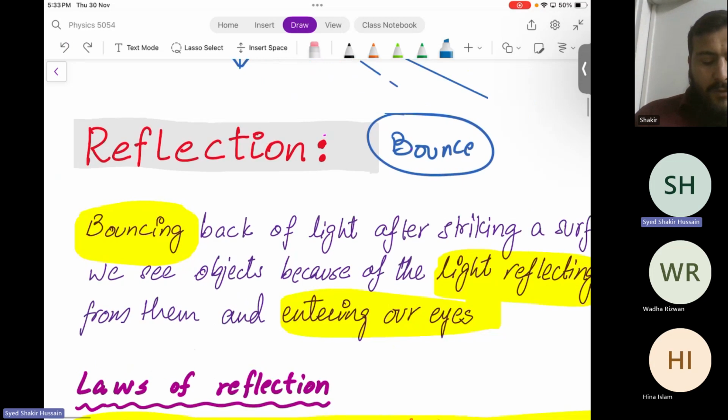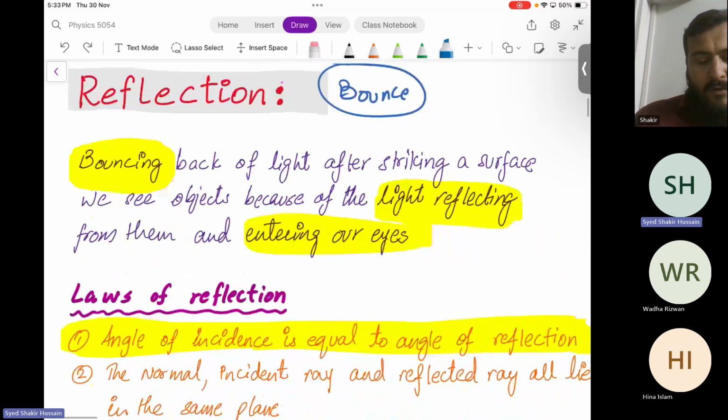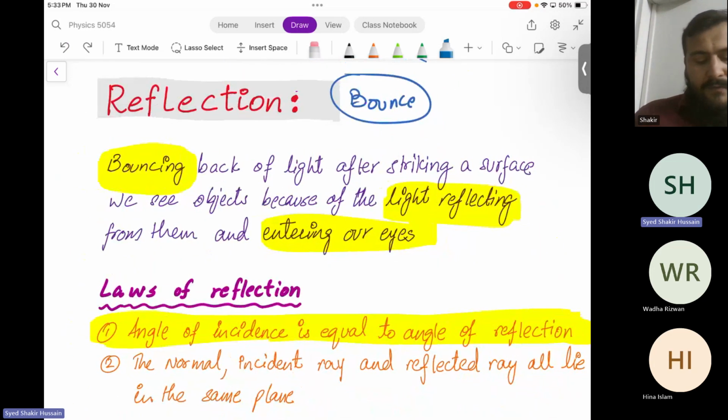Okay. Then you have reflection. I have already discussed this with you. Its definition is formally written here. Reflection is bouncing back of light after striking a surface. So the one liner for reflection is what? Bouncing back. Right?